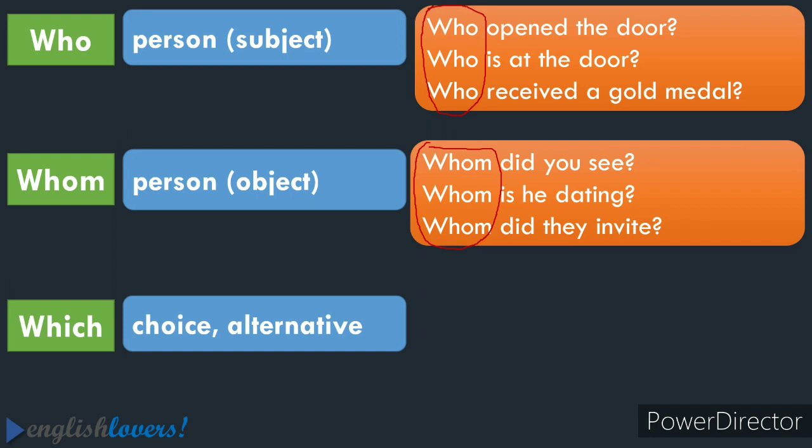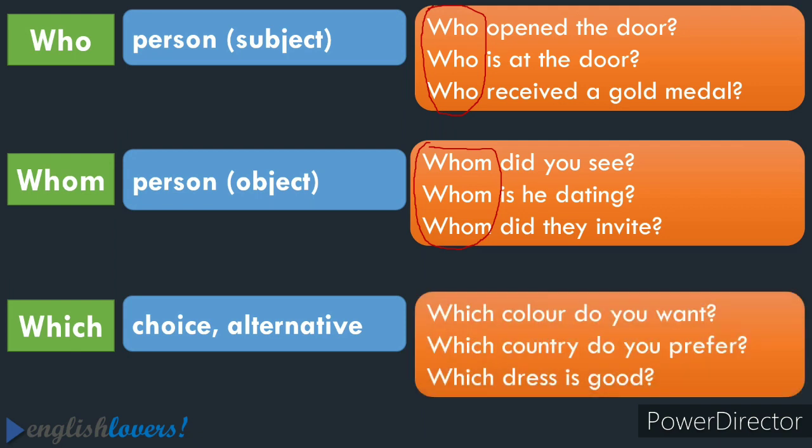Next is which. Which is used to ask for the choice or for the alternative. See, which color do you want? So when the speaker asks a question like this, here he wants to know the alternative or the choice of the listener. Or which country do you prefer? In between, say, Italy and Spain. So here also the speaker wants to know the choice of the listener.